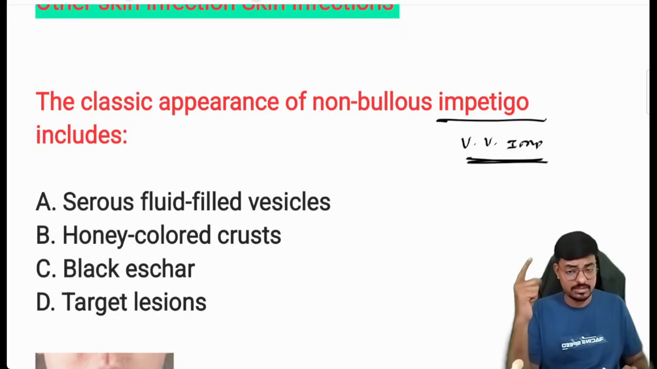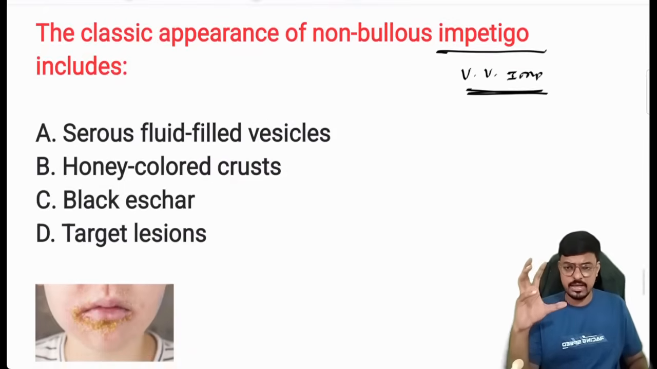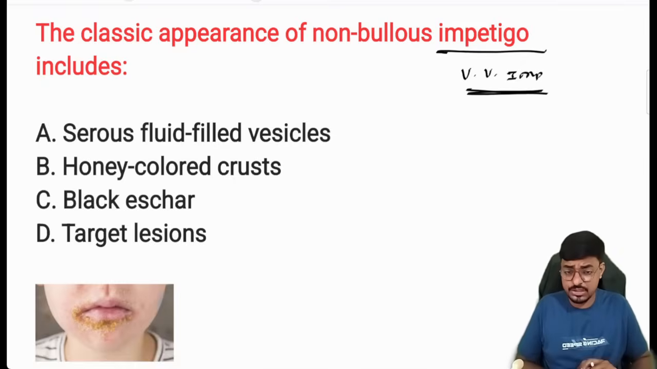Before that we discussed the fungal infections: tinea capitis, tinea corporis, tinea pedis, tinea cruris. Many things we have discussed in the fungal conditions. These are the very important things in dermatology that we have to keep in mind. The next very important thing is Impetigo, and we will discuss it in detail here.